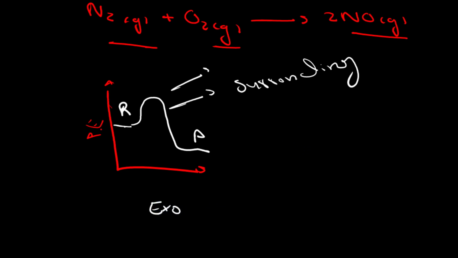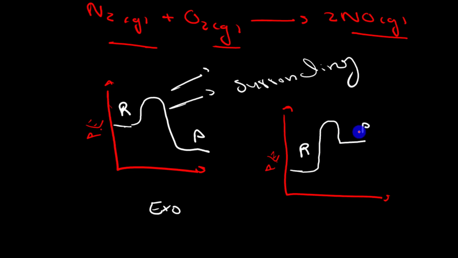And look at the second graph. If we come to the graph of the endothermic reaction, we can have it like this. This is the potential energy, and this is the progress of the reaction, right? In this kind of reaction, the reactants have less energy than the product. These are the reactants and these are the products.